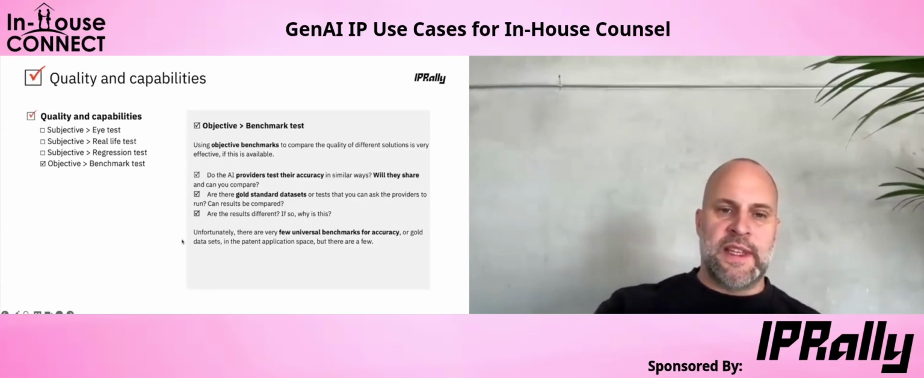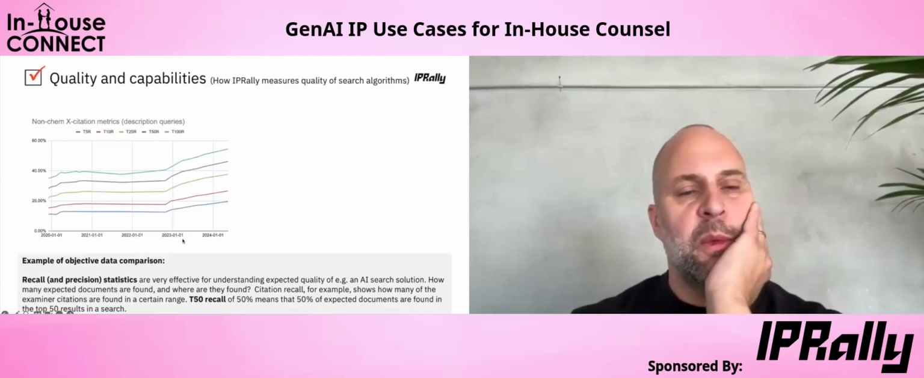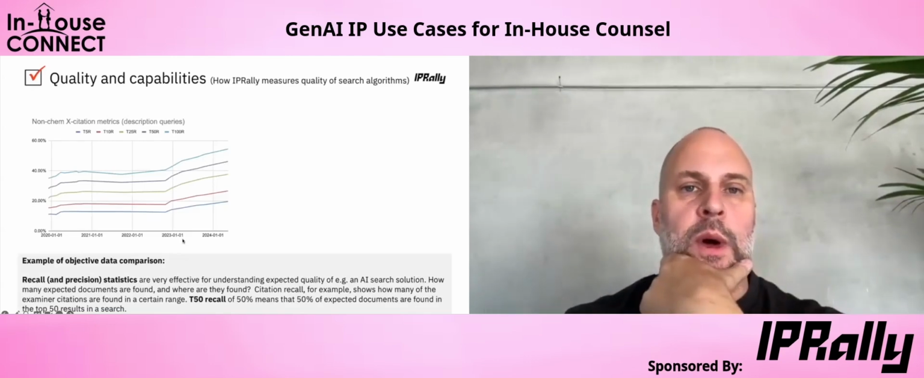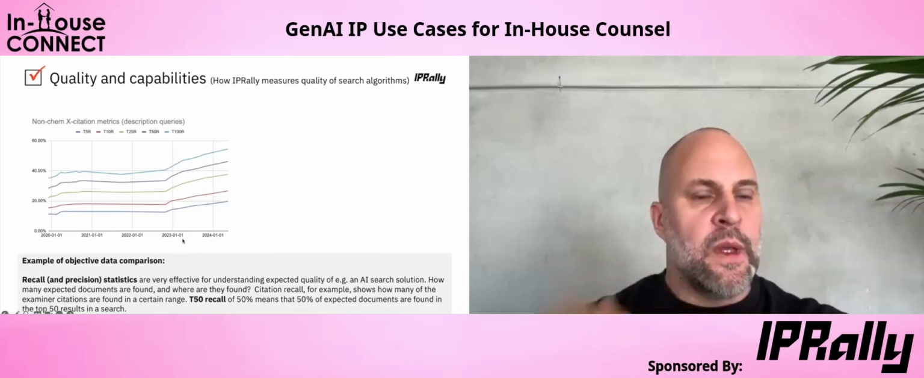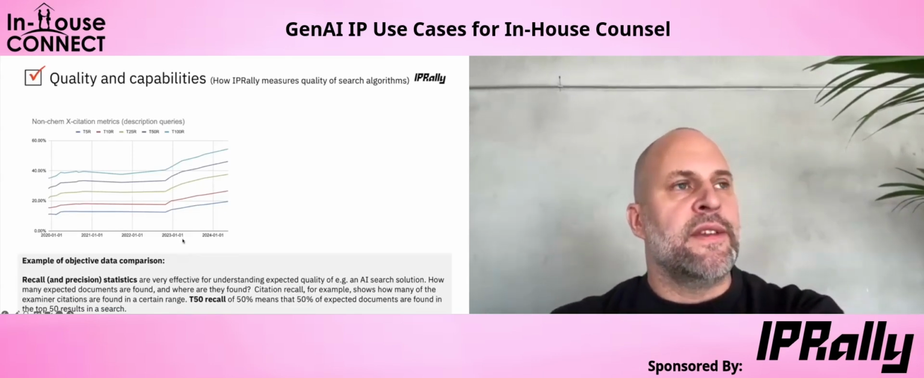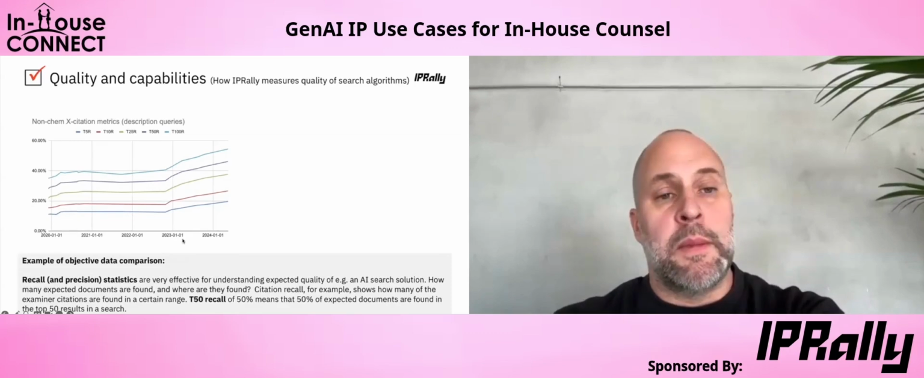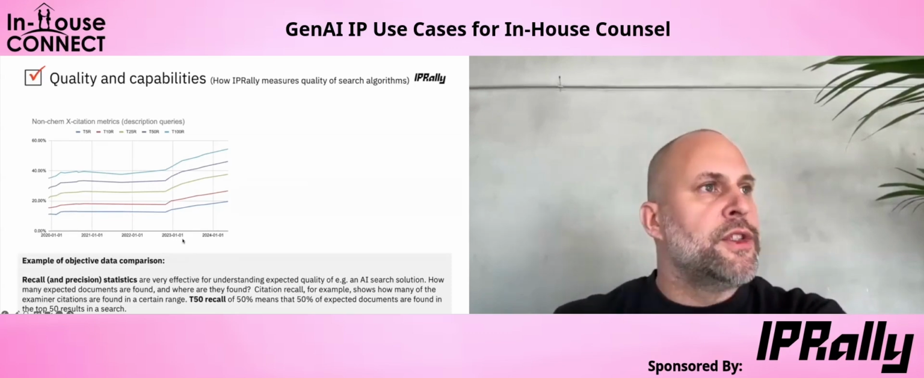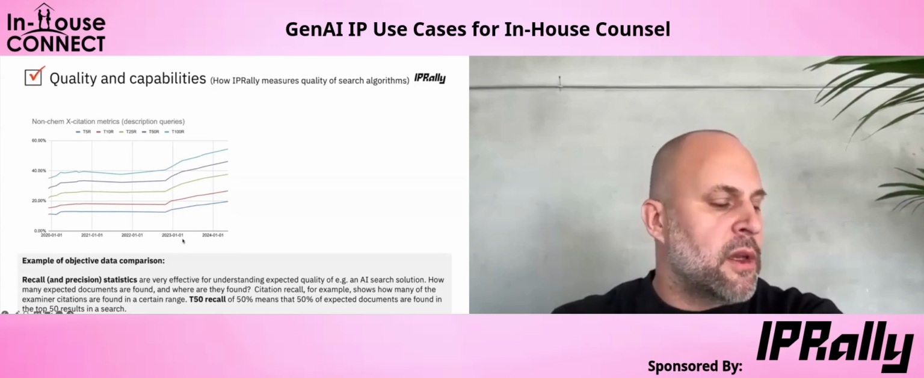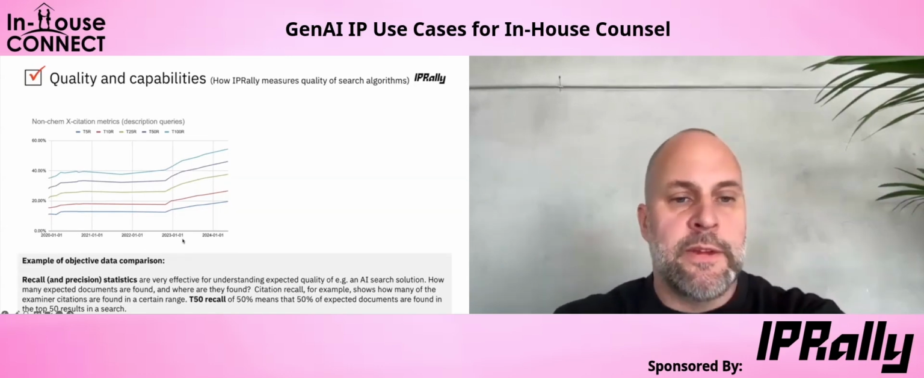So I'll share a couple of examples of what that could look like, and I will use some of ours. So here's how IPRally would measure the quality of our algorithms and how they develop over time, and whether development and changes that we make help and make sense, right? When you look at search, you tend to look at recall and precision statistics. How many documents do you find, and do you find the relevant documents?